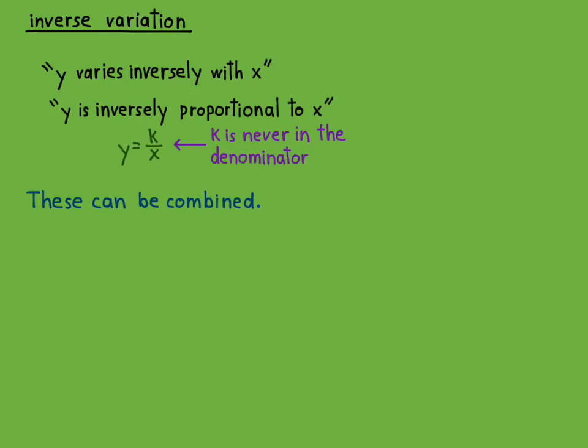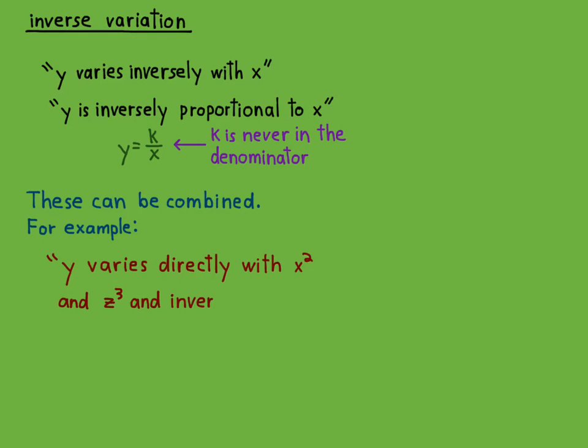The previous types, direct or even joint, and inverse variation, can be combined. For example, suppose I had y varies directly with x squared and z cubed, and inversely with w and square root of t. Everything that says inversely with, everything after that, is in the denominator. And the things where it says directly, or it could have said jointly, because there's two of them, x squared and z cubed, those go in the numerator. And then don't forget the k. If you forget the k, you can't do the problem.